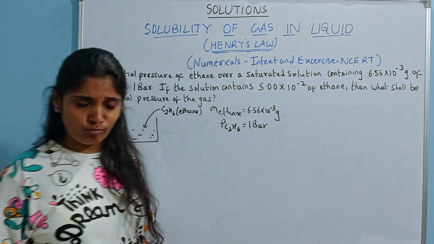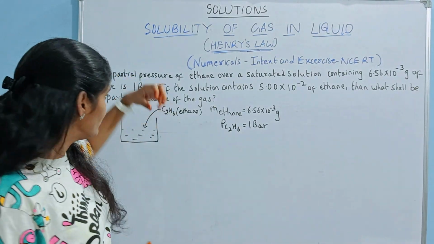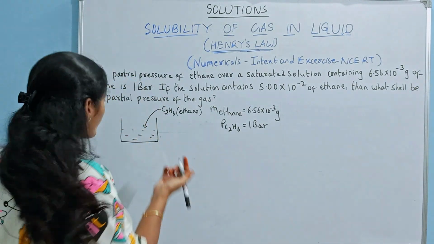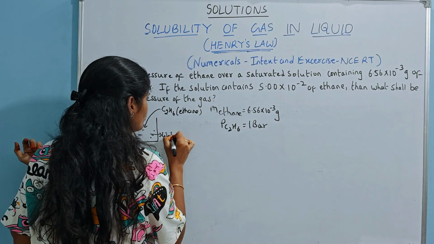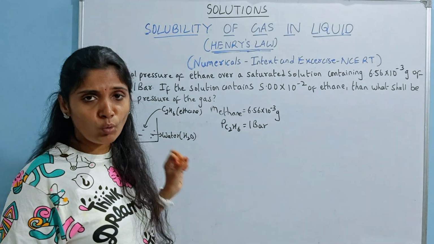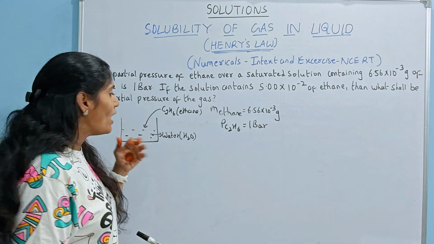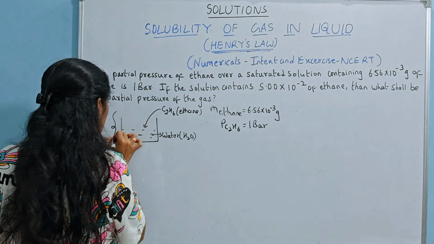I'll make it very simple. There is ethane gas. They have passed ethane gas into water. Obviously, if nothing is given, I will take the solvent as water. Now, when ethane gas has been passed into water, the mass of ethane gas in this saturated solution.